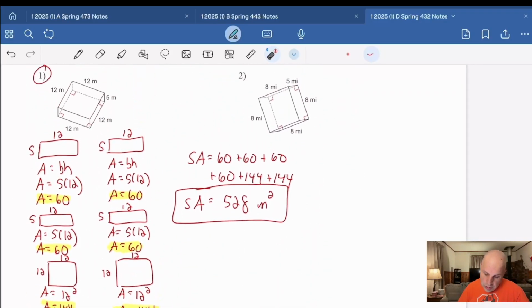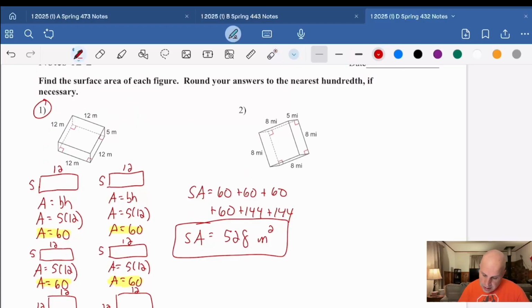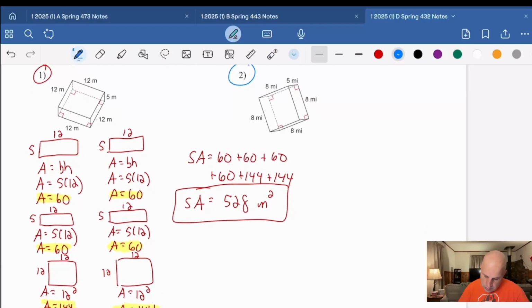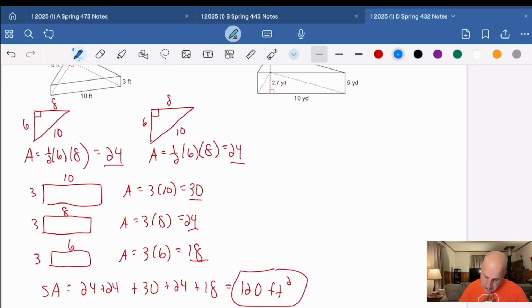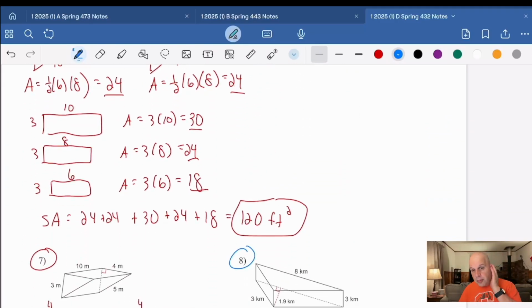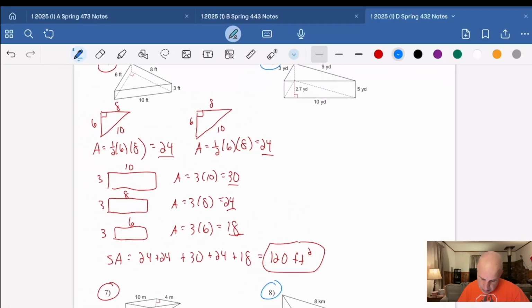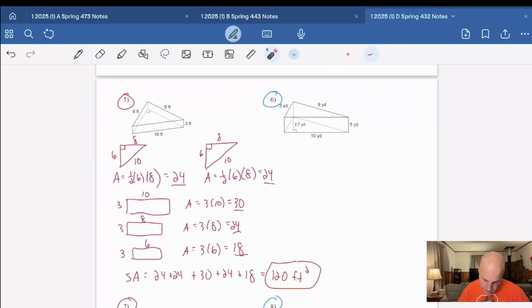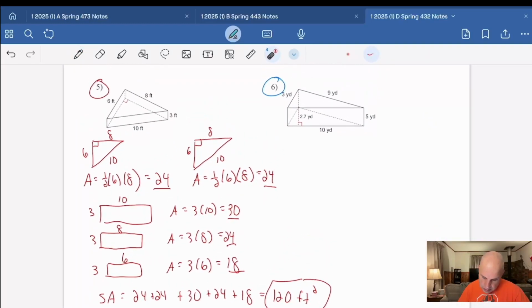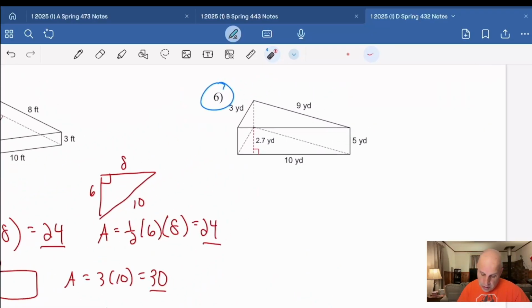Now what I want you to do on your own is work through the even problems. Number 2, number 4, number 6, and number 8. But before you do that, I do want to point out one thing. If you look at the 2 triangles that we did, problems 5 and 7, you'll notice that they are right triangles, but not all triangles are right triangles.